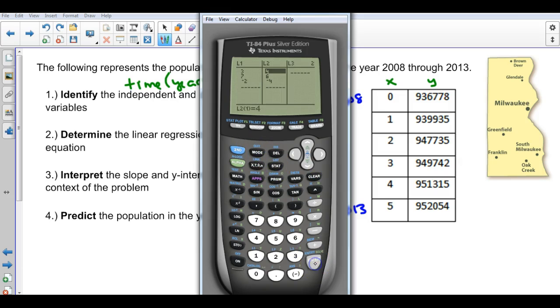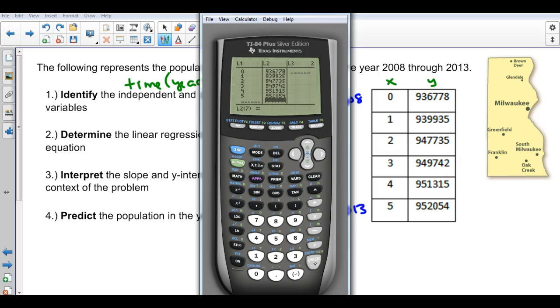So I'm going to go to Stat and Edit. In for L1, I'm going to start entering in my values of 0 through 5. Go over to L2 and enter in the populations. 936,778, 939,935, 947,735, 949,742, 951,315, and 952,054. So what I would encourage you to do first is take a look at this data.